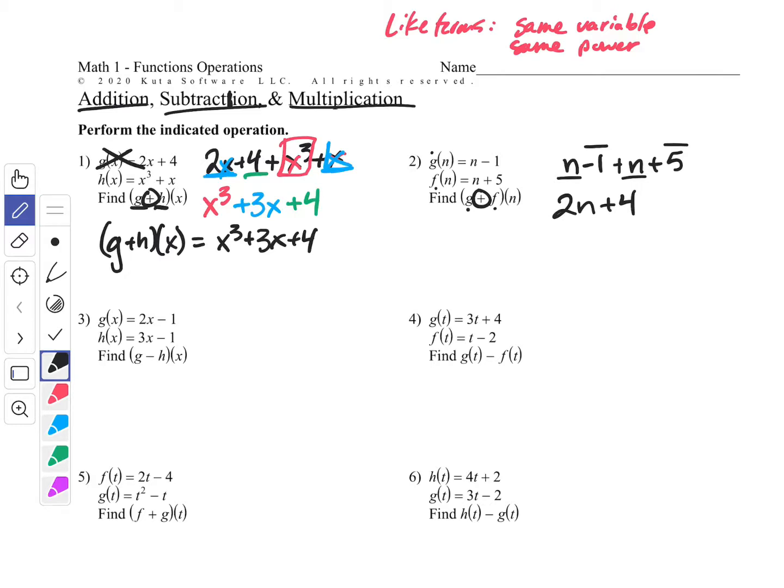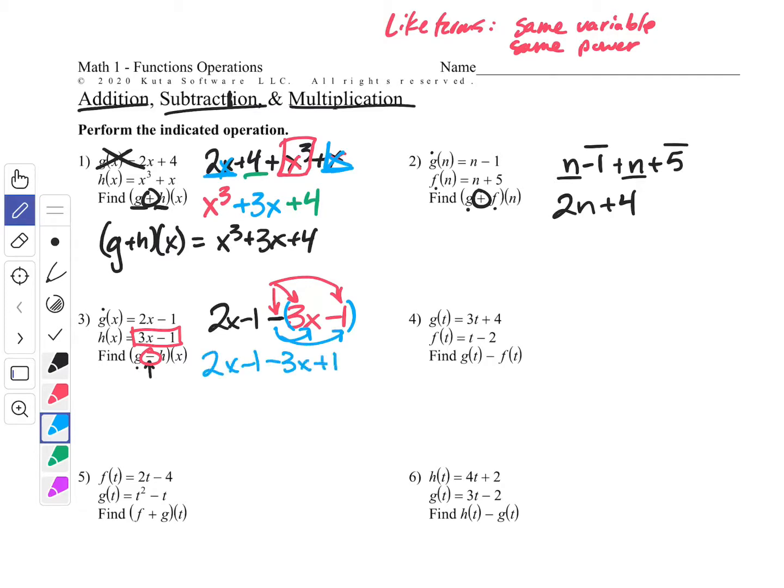Number 3, now with minus, there's a little difference we have to do, but we start the same. So we write g first, so I've got 2x minus 1, okay? Then we're going to minus. Now, because we're subtracting this whole function, if I just write a 3x minus 1, what I notice is that negative only applied to the 3x. It didn't apply to the negative 1. So what I like to do is put parentheses here, and then we can distribute that negative, so we get 2x minus 1 minus 3x plus 1, and that would represent that subtraction.